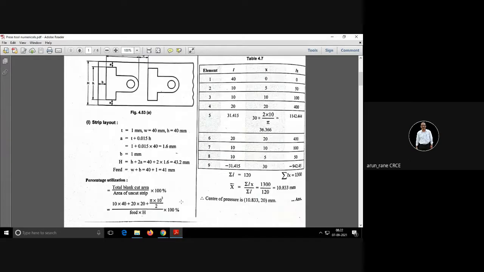Now we have to find out the percentage utilization, meaning how much of your strip is being utilized. So how to calculate? Now look at this carefully. I will give some time. Percentage utilization is calculated by total blank cut area divided by area of the uncut strip, and if you want it in percentage, you have to multiply by 100.